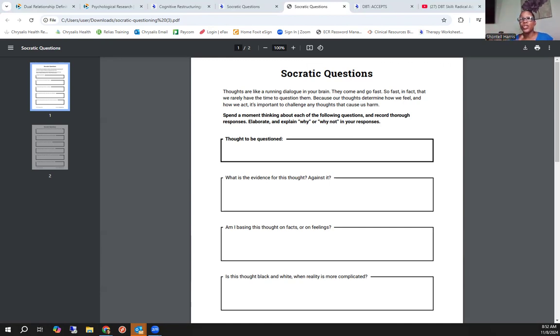This worksheet with Socratic questions says thoughts are like a running dialogue in your brain. They come and go so fast, in fact, that we rarely have time to question them. Because our thoughts determine how we feel and how we act, it's important to challenge any thoughts that cause us harm. So any negative thought, you've got to challenge it. Take a moment, think about each of the following questions, record your response, and then elaborate and explain why or why not.